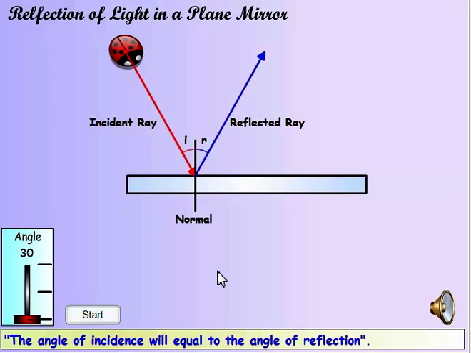The incident ray reflects, and the reflected ray makes an equal angle with the normal, called the angle of reflection, on the other side of the normal. If you change the angle of incidence, you will find that the angle of reflection matches it.